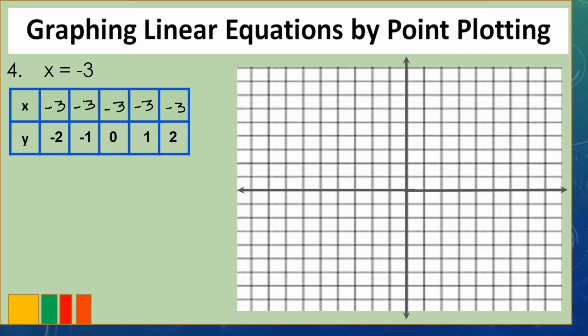Negative 3 and negative 2. 1, 2. That's your first point. Negative 3 and negative 1. Negative 3 and 0. Negative 3 and 1. Negative 3 and 2. Connect the points using a straight line, and that is our equation of a line, x equals negative 3. Let's have our example number 5.